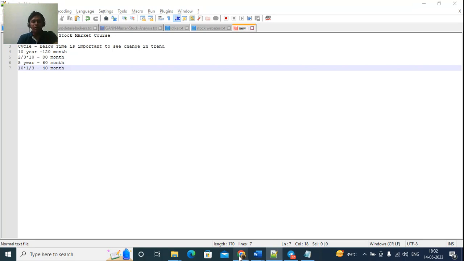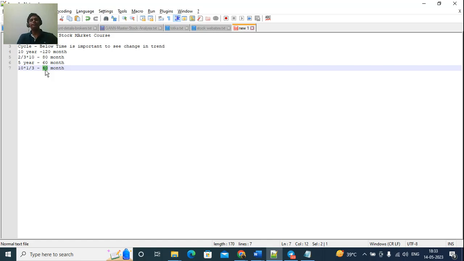Okay, and this cycle is all about time. Time is important to see a change in a trend. Any change in a trend, we have to see the 120 month, that is a 10 year. Then we have to see 7 year approx, that is 80 months. Then 5 year, that is 60 months, and then 40 months, which is almost 3 years of change.